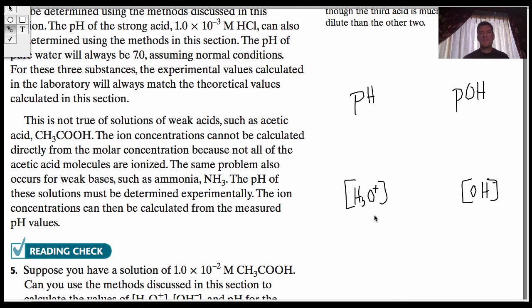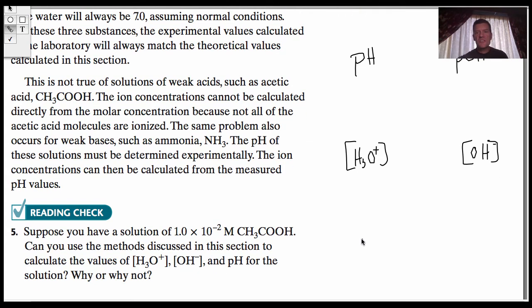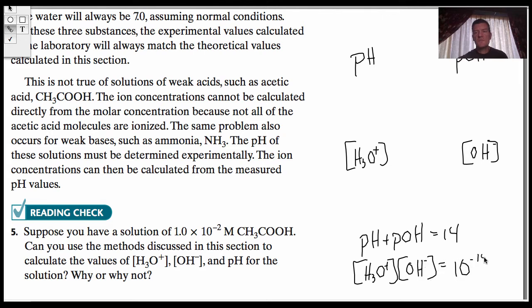Let me show you what I mean. Okay? I'm going to use these two relationships: pH plus pOH equals 14, and the hydronium concentration times the hydroxide concentration is equal to 10 to the negative 14. These two relationships will get me wherever I need to go. Okay? So let's say you are given pH, and I want to find all the other 3.